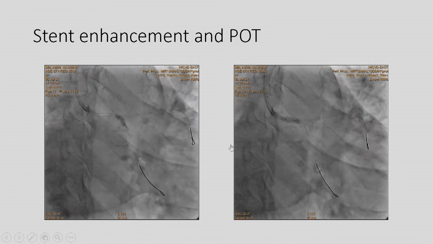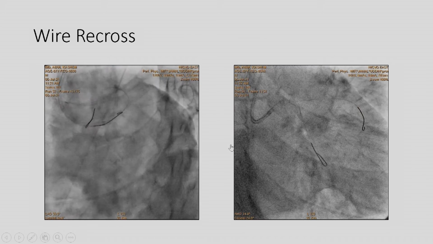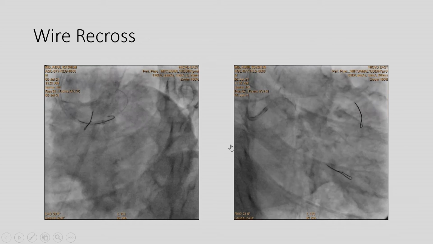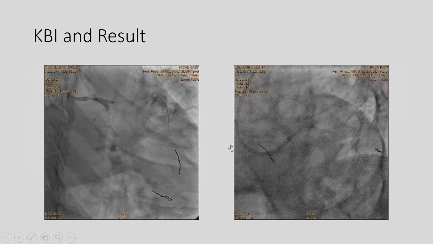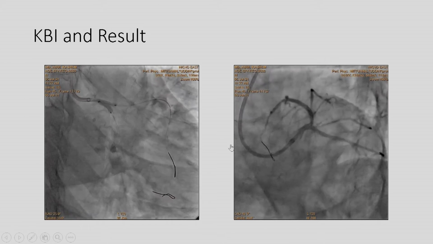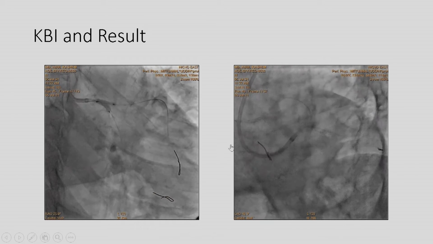We post-dilated the left circumflex, and we have done the POT, and we recrossed the LAD and we have done a KBI with the LAD. And this is on the right panel, the result after KBI. This also looks good.